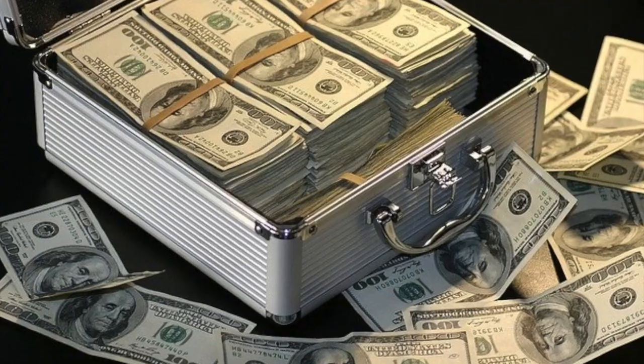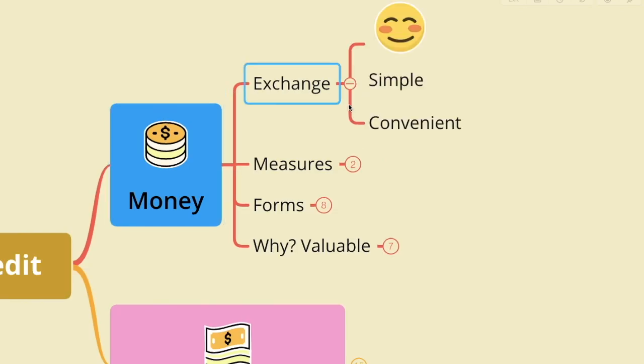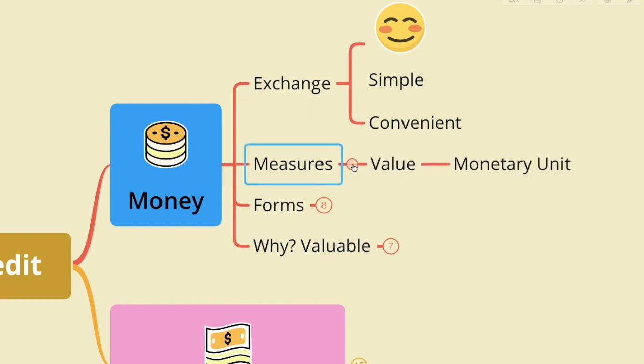Let's get into this class. Let's talk about money. Money has made exchange simple and convenient. Money serves as a measure of value in terms of monetary unit. I'll give you an example. Now we can put a monetary price on something. Example, 1 kg of sugar is equal to 40 rupees, etc. So money serves as a measure of value in terms of monetary unit.